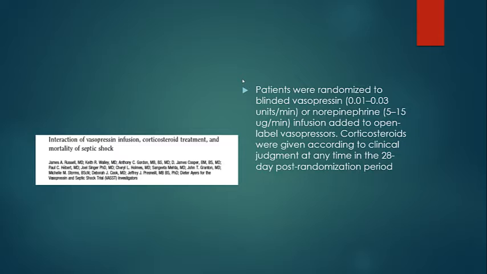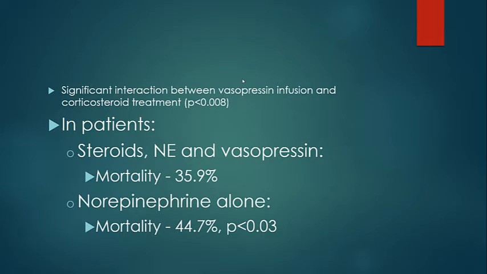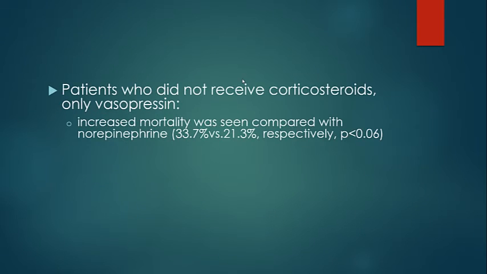And they looked at the 28-day mortality rate. And this is what they found: a significant interaction between vasopressin infusion and the steroids. So what does that mean? In patients who had steroids, levo, and vasopressin, the mortality was 35.9%. Levo alone, 44.7%. That was statistically significant.